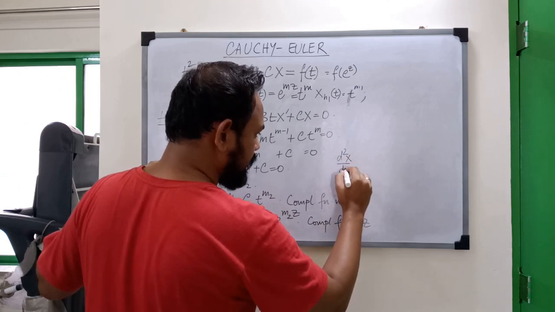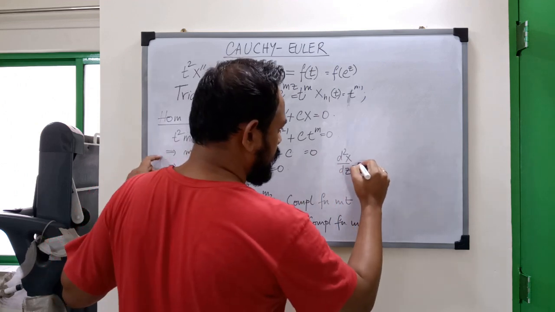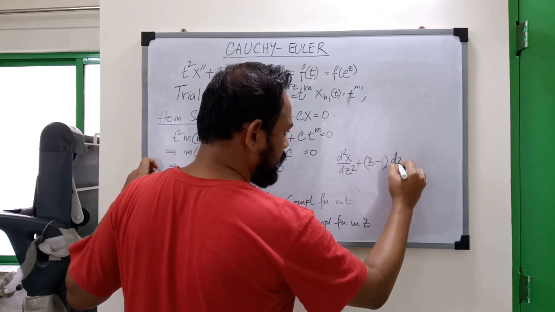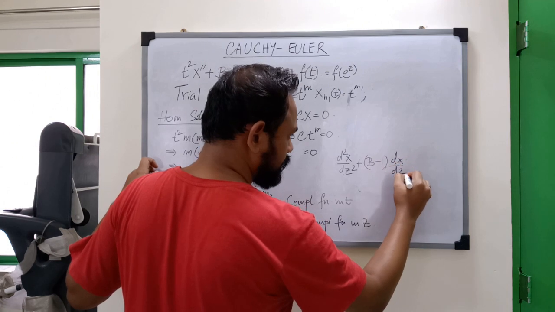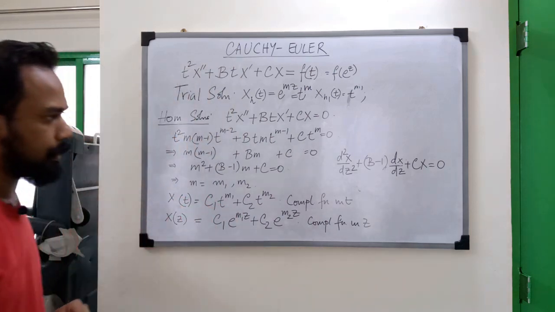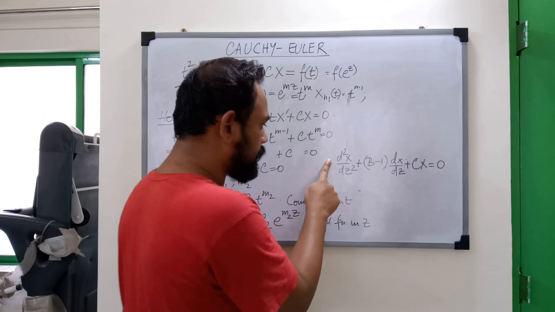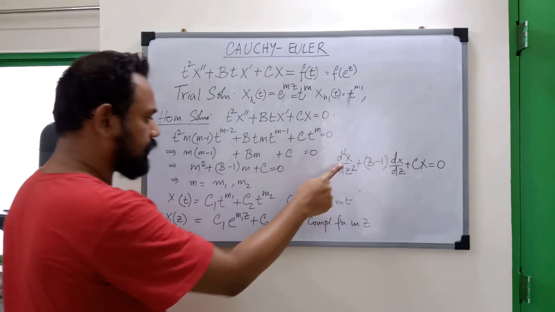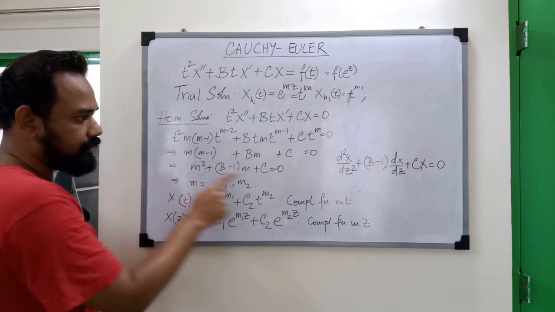d2x/dz2 plus (b minus 1) dx/dz plus cx equals 0. This is a second order linear differential equation with constant coefficients. Remember, there's a 1 here, there's b minus 1 and there's c, whose auxiliary equation is this. See?